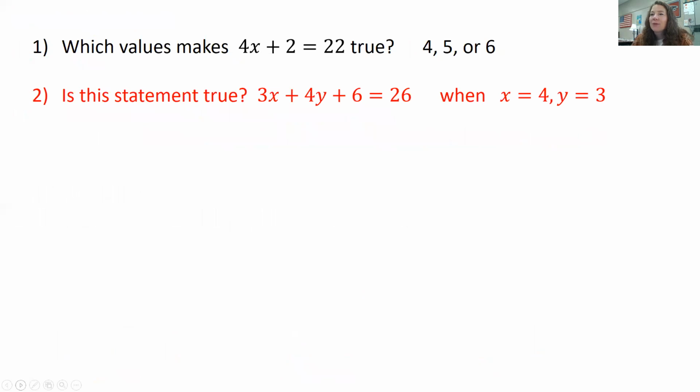All right, now moving on. Which values make 4x plus 2 equal 22 true? So does 4 make it true? I don't know. Let's plug in 4 for x.